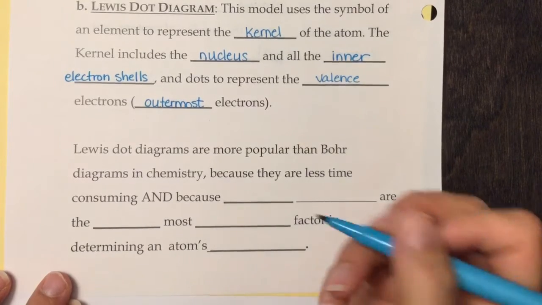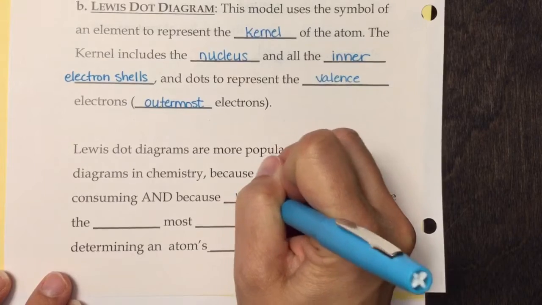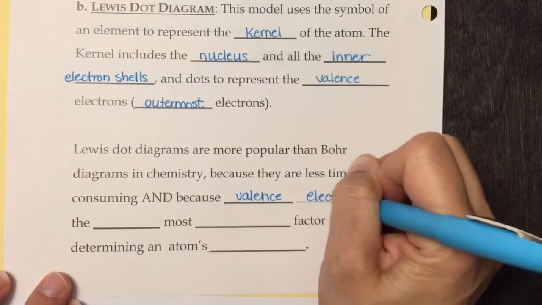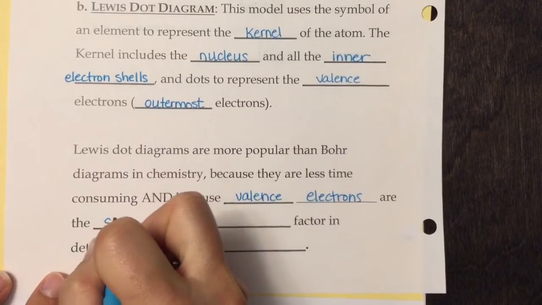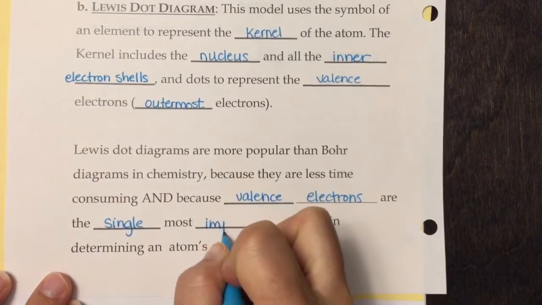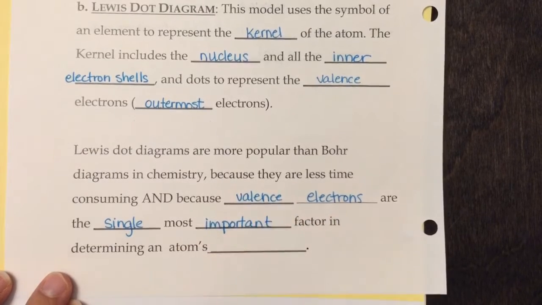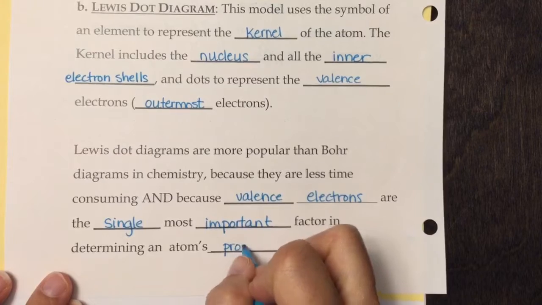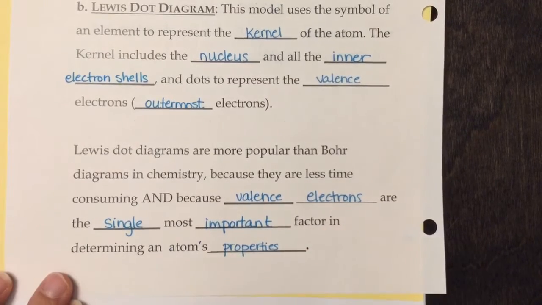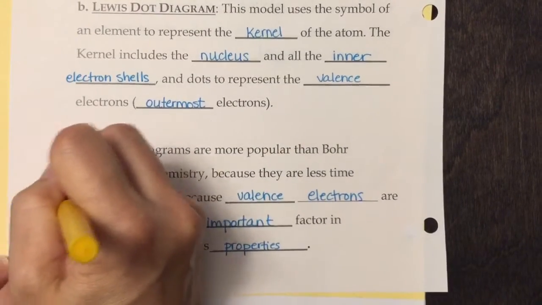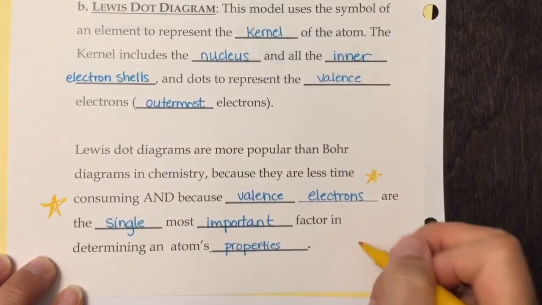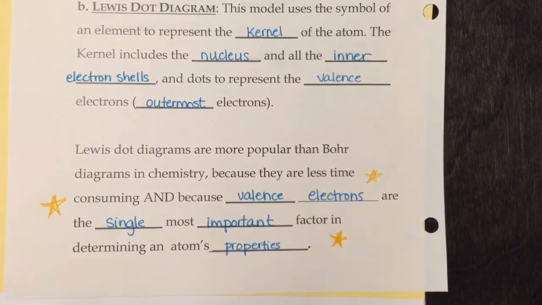Now, Lewis dot diagrams are more popular than Bohr diagrams in chemistry because they are less time consuming and because valence electrons are the single most important factor in determining an atom's properties. I'm going to get another color here and put stars around this. This is super important. The number of valence electrons for each element determines its properties and who it's going to bond with, and that is what we're learning about in grade 10: bonding.